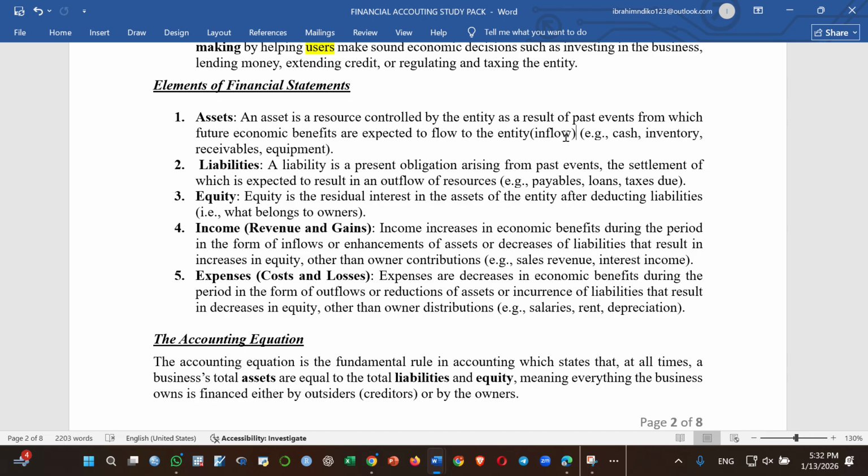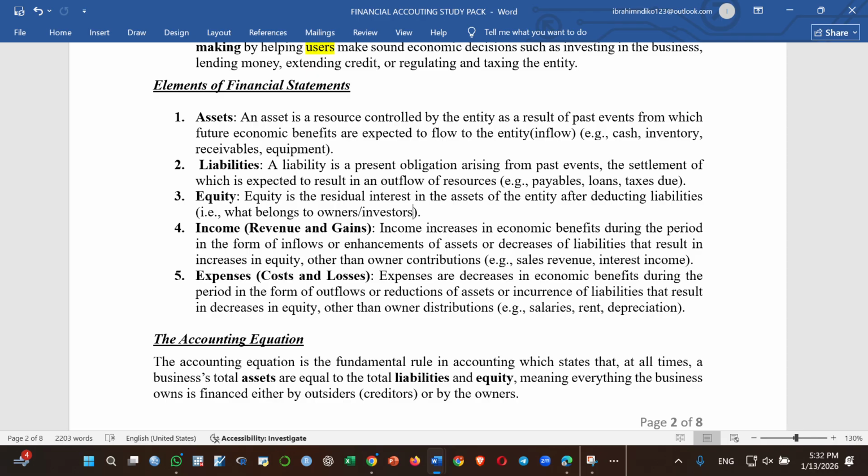Then we have equity. Now equity refers to a residual interest in the assets of an entity after deducting all the liabilities. So remember, you need to deduct all the liabilities so that you can get the equity. So that one means it is the amount of money which belongs to the owners. So the keyword here is the word owners or the investors. So it is the amount of money which belongs to the owners or the investors.